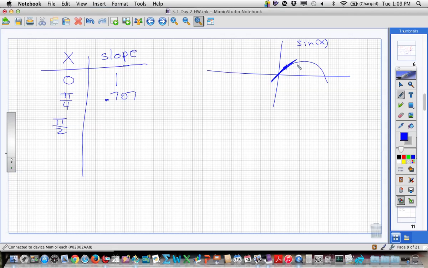Then let's go to pi halves. What's the slope? 0. And then let's go to 3 pi fourths. And what's the slope? That'd be over here. Negative 0.707. There you go. And then at pi, what's the slope? Negative 1, and so forth, so on.